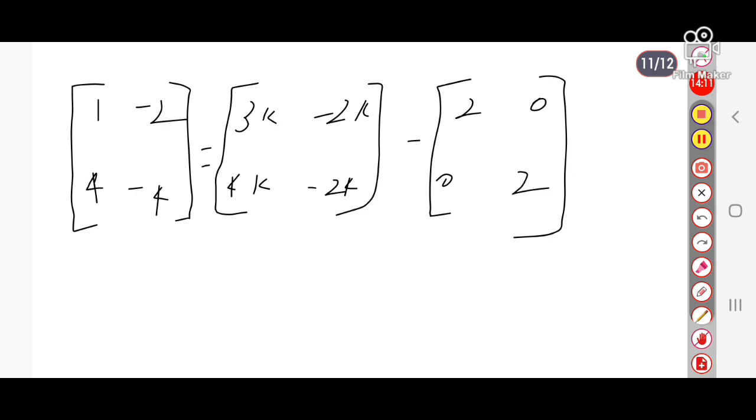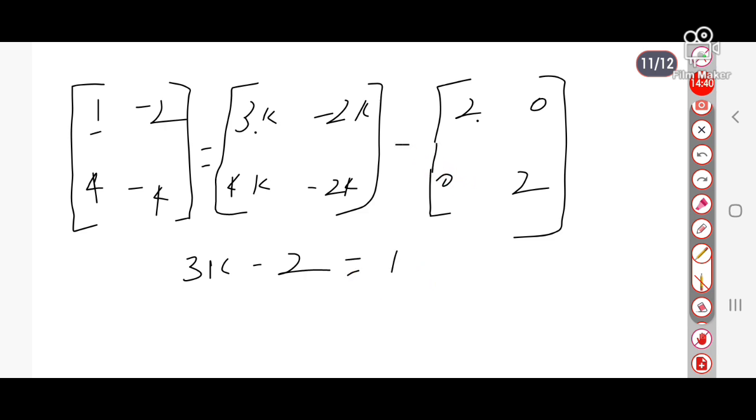So this is the equation which we arrived at. So we just need to find the value of K over here. So the first position of the matrix, if we multiply, we get 3K minus 2. We are subtracting, right? This is what is given in the question. This is subtraction, right? So 3K minus 2 equals 1 with respect to the position of the result matrix that is given. So we get the value of K as 1.